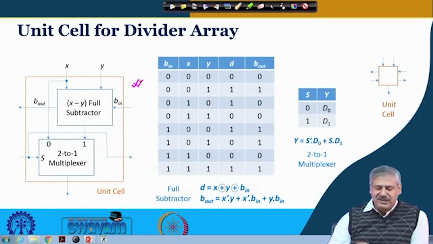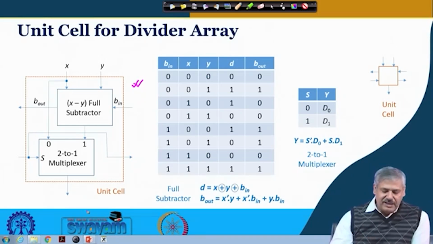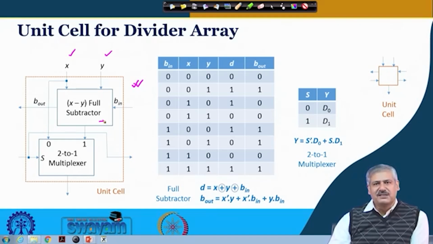This unit cell has an input x and y, and this is a full subtractor, x minus y. Subtraction we have learnt using 2's complement, right? But we can have a standard full subtractor circuit as well. So for example, this is a full subtractor truth table. This is borrow in, this is borrow out, this is the difference, and this is x from which y is subtracted.